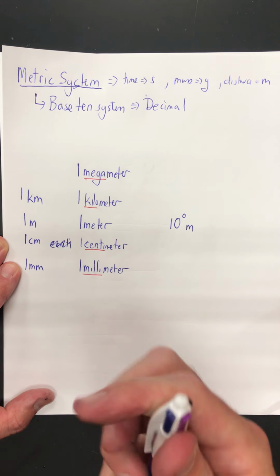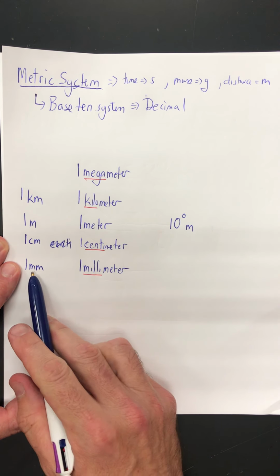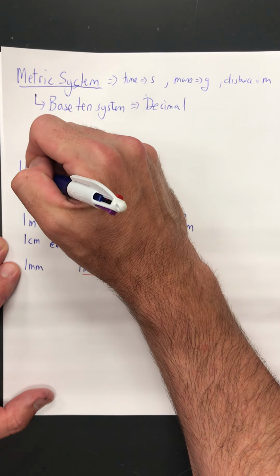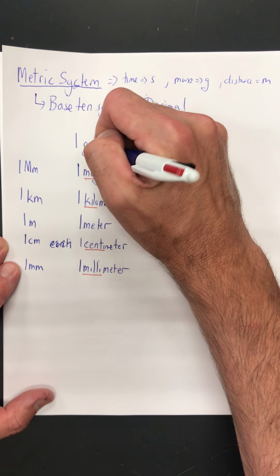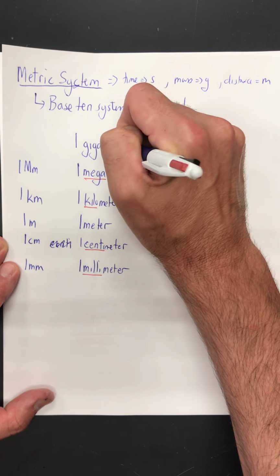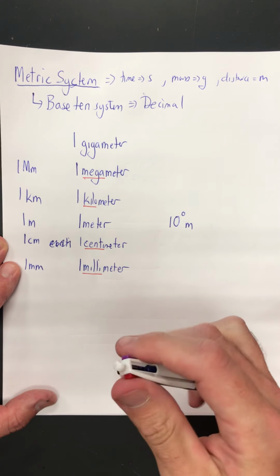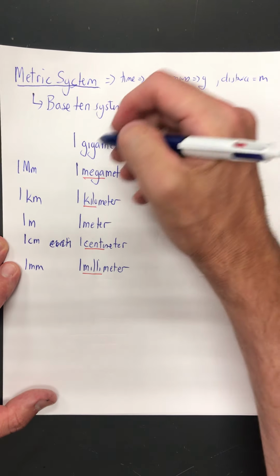And so the symbol for megameter, we're out of m's here. I already did that. I get it. So it's going to be 1 capital M, little m. And then I'm going to have 1 gigameter up here, and giga being our SI, our metric system prefix.